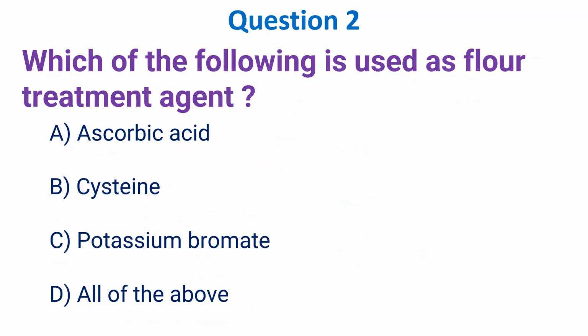Question number 2. Which of the following is used as flour treatment agent? Options are option A, ascorbic acid, option B, cysteine, option C, potassium bromate, option D, all of the above. And the correct answer is all of the above. Now what are flour treatment agents?